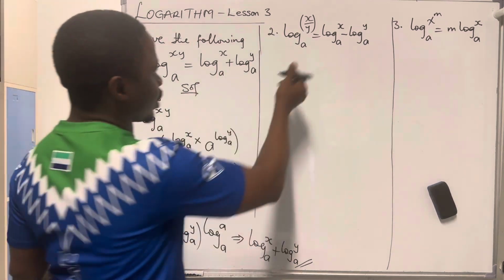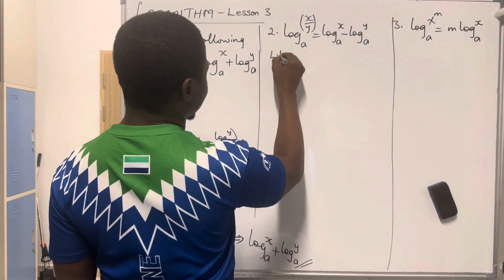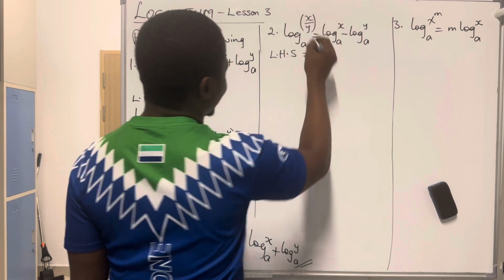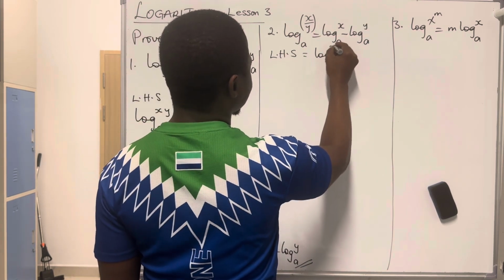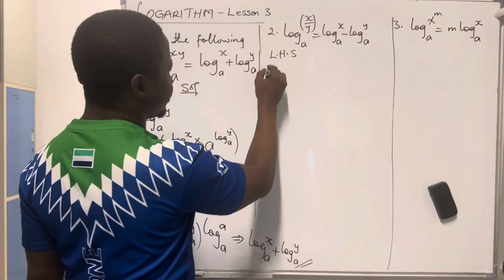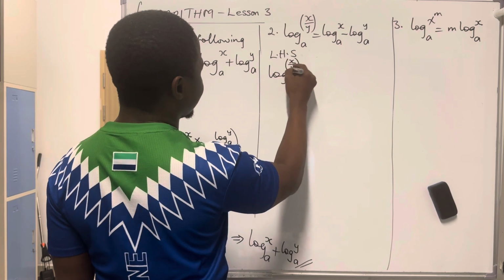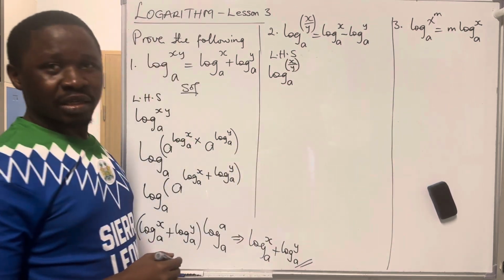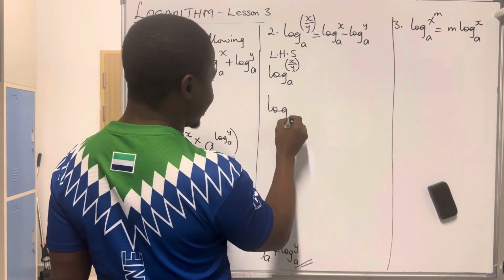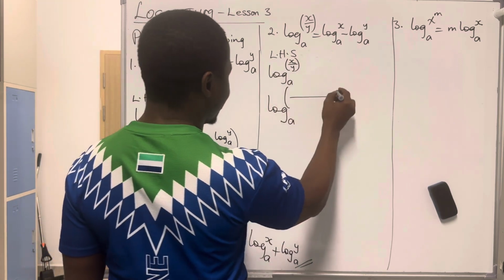Now let's go to the second one. Again, let us consider the left hand side. What is the left hand side? It is log x over y base a. So what is next here? We maintain the same a. The number is what? A fraction.